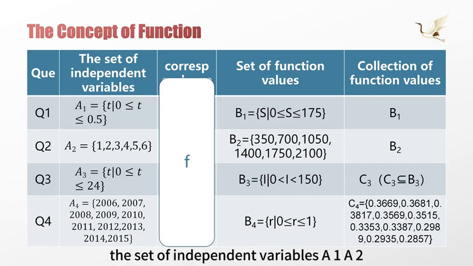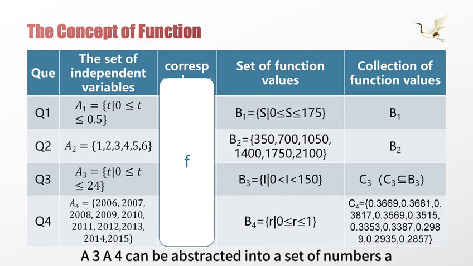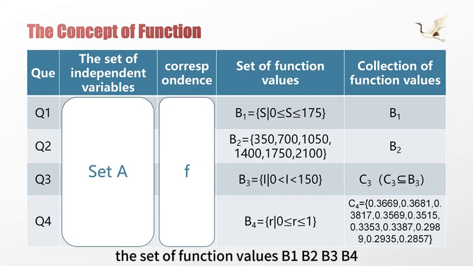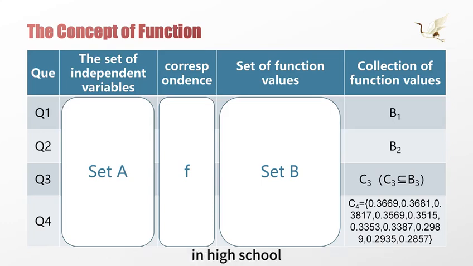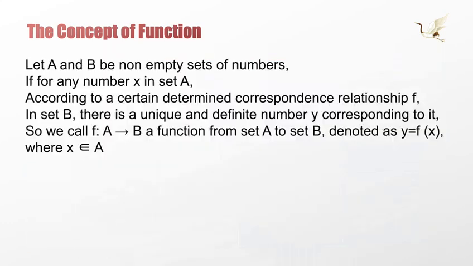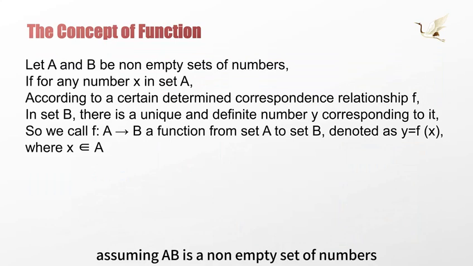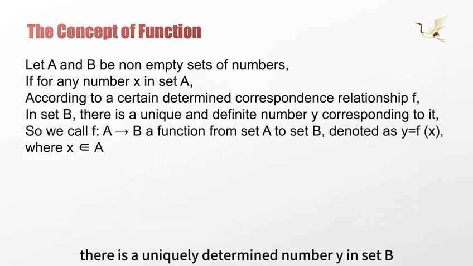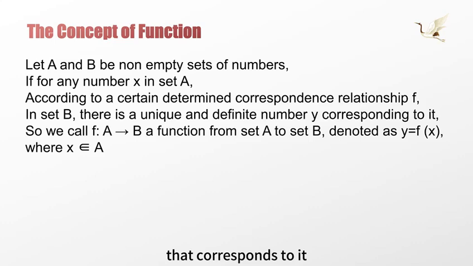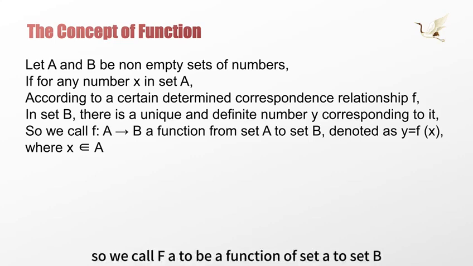The set of independent variables A1, A2, A3, A4 can be abstracted into a set of numbers A. The set of function values B1, B2, B3, B4, we can also abstract into set B. So from this, we can conclude that the definition of a function in high school should be described as follows. Assuming A and B are non-empty sets of numbers, if for any number x in set A, according to a certain determined correspondence relationship f, there is a uniquely determined number y in set B that corresponds to it, then we call f: A to B a function from set A to set B.